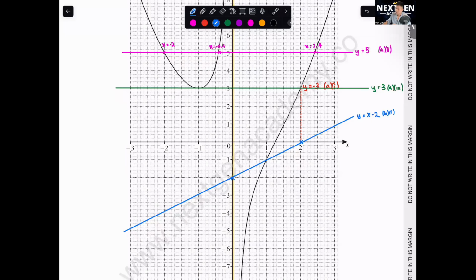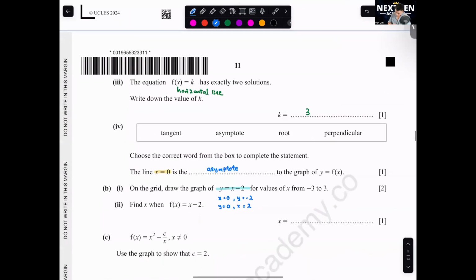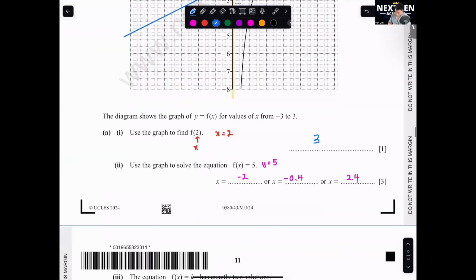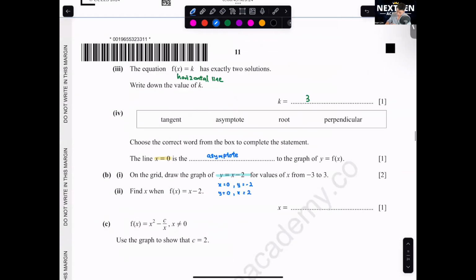Okay, then the next one. Okay, they say find x when f(x) equals x minus 2. So to find this you need to see the point of intersection. Okay, over here. So the answer is x equals 1. Okay, this is question B2. x equals 1.